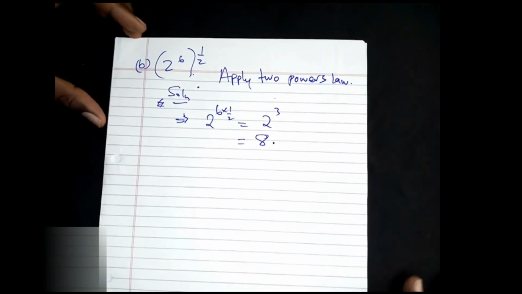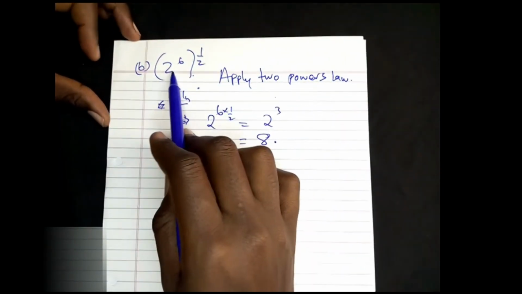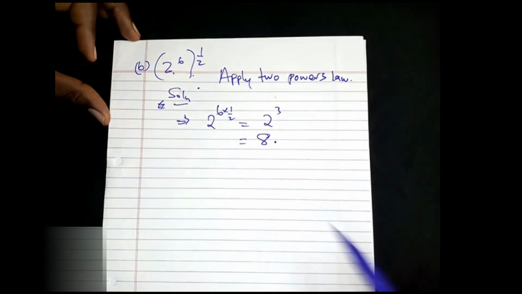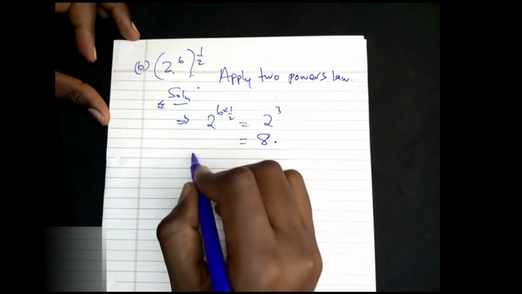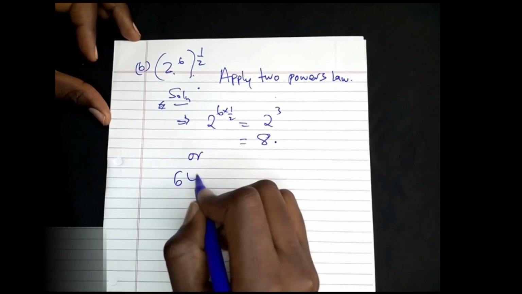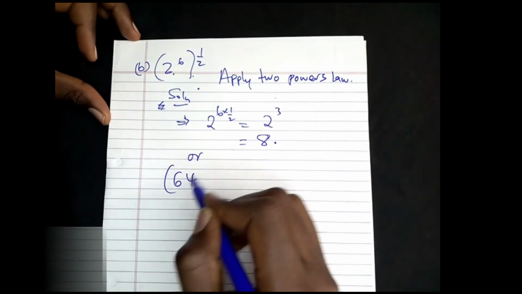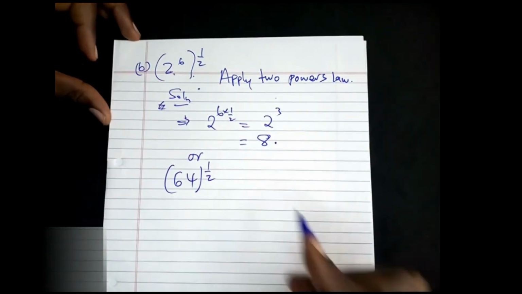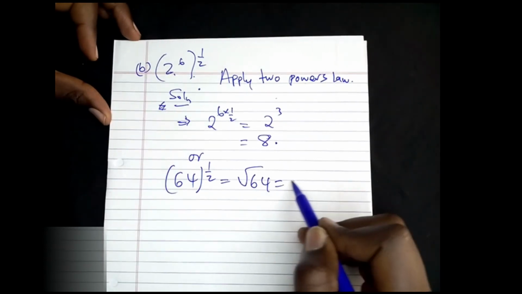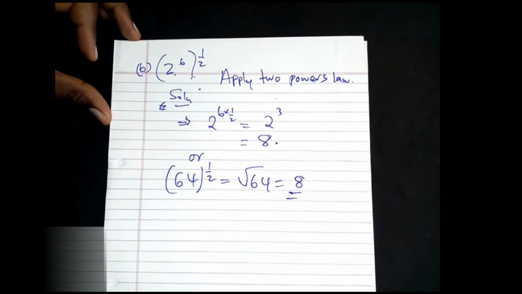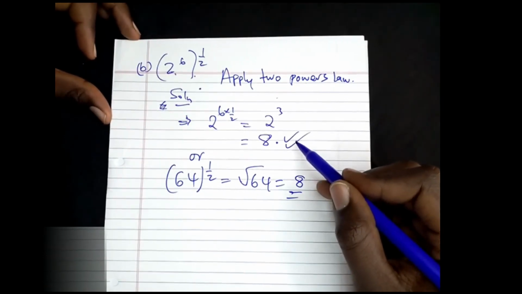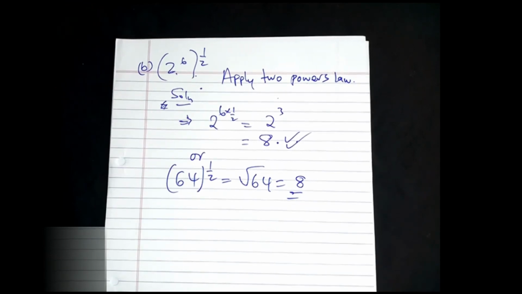Somebody else may opt to find 2 to power 6, which will give them 64, and then they find the square root, or 2 power half, which will give them 8. But if you don't have a calculator, this is the most appropriate method to use when dealing with indices.